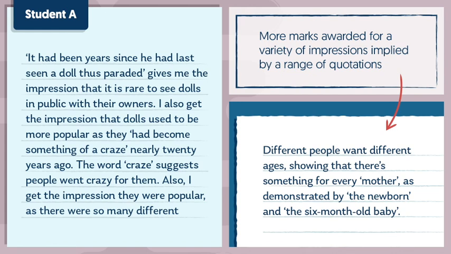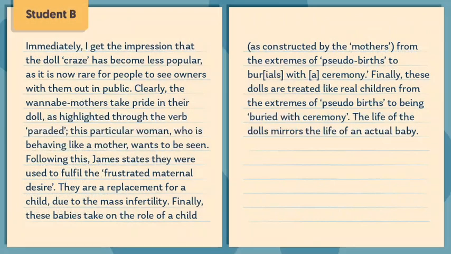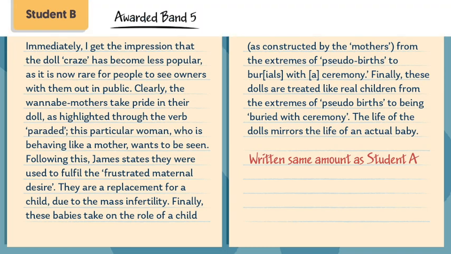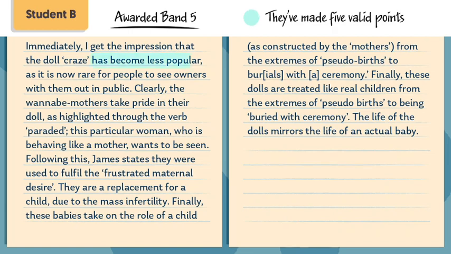Now let's take a look at student B's response and see how it differs. Press pause now to give yourself time to read it through, and press play again when you're ready. Straight away, we can see that student B has written roughly the same amount as student A, but student B would be awarded a band 5, the highest band, for their accurate coverage of impressions. They've made 5 valid points: popular, pride, fulfillment, replacement, and deception.